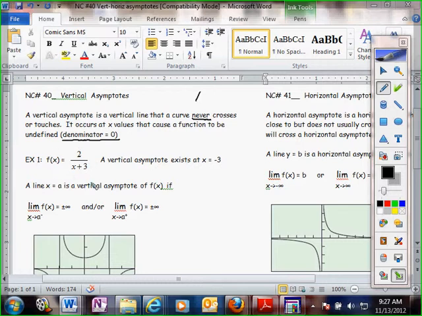So if I have an example, f of x is equal to 2 over x plus 3, there's going to be a vertical asymptote at the line x equals negative 3, because when you take the denominator x plus 3 and set it equal to 0, you get that x is equal to negative 3. So we have a vertical asymptote.